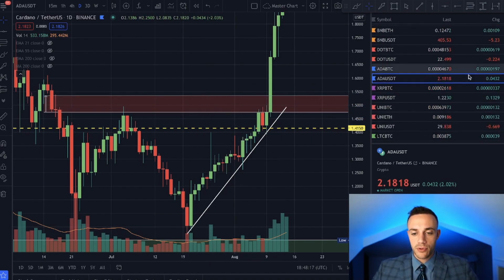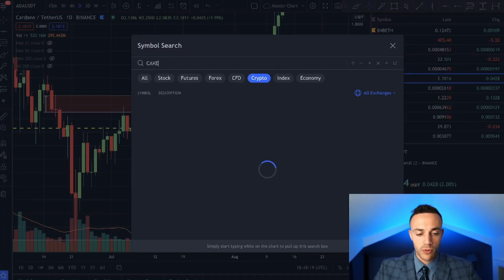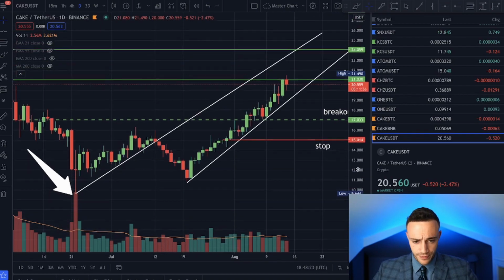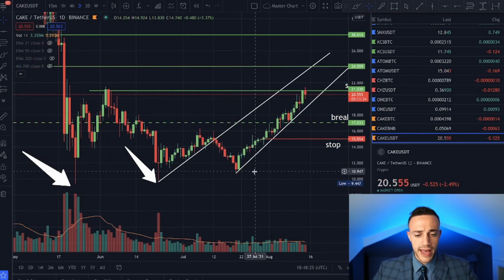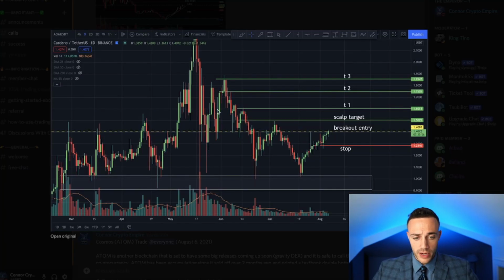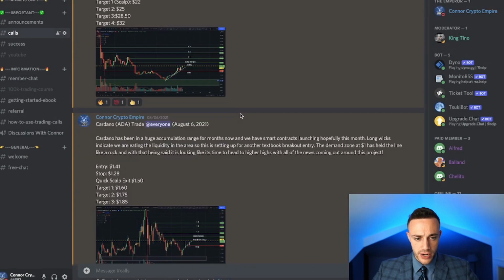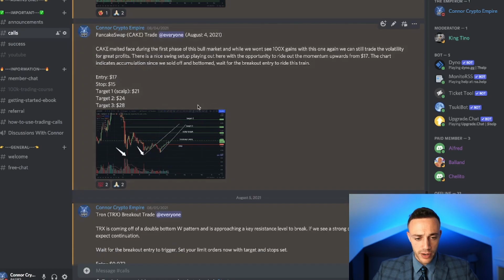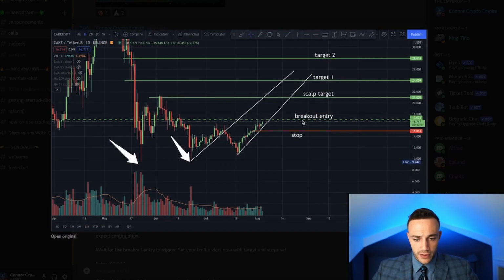I'll give you another example of an ascending triangle before we move on to the next chart pattern. And this is on Pancake Swap. So with Cake, I also put this one in the Discord. I'll show you guys right here. So I said Pancake Swap melted faces during the first half of the bull market. Outline the trade like so with our entry at $17.